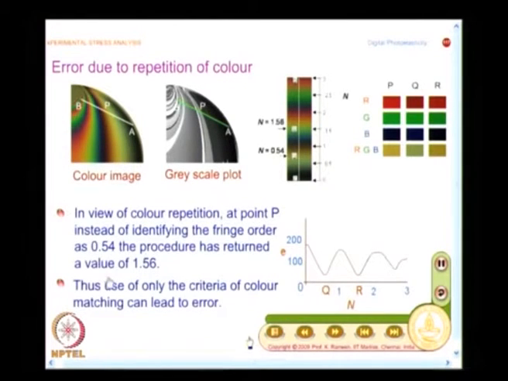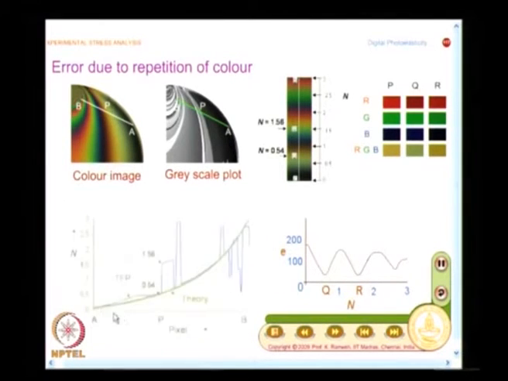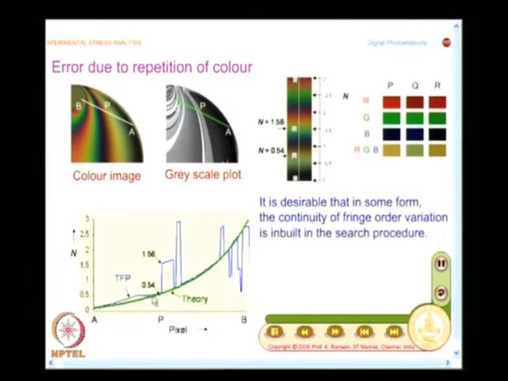The procedure has returned a value of 1.56 because it only finds the minimum error. So, I need additional criteria to correct this, and if you see the graph, it will be more clear. I have a variation of fringe order from theory like this, and from TFP I find there is a sudden jump, 0.54, 1.56, and you have it like this. So, these kinds of variation cause formation of these kinds of bands, and this needs to be corrected.